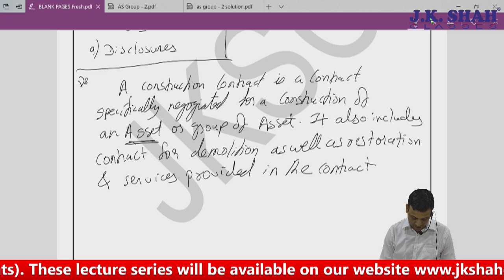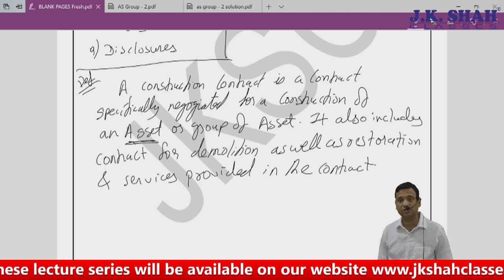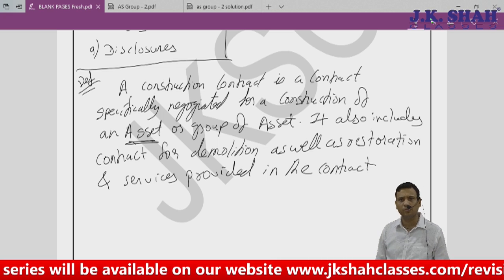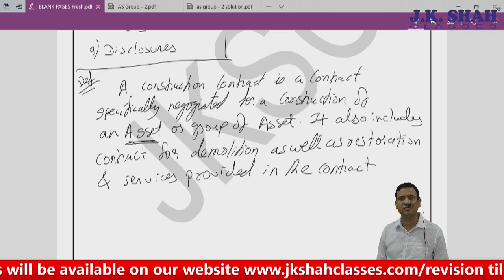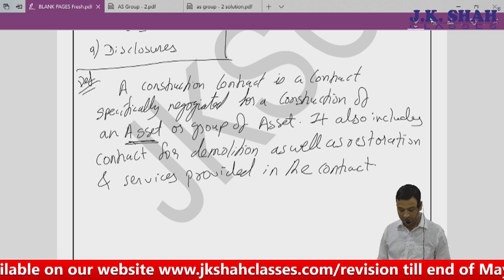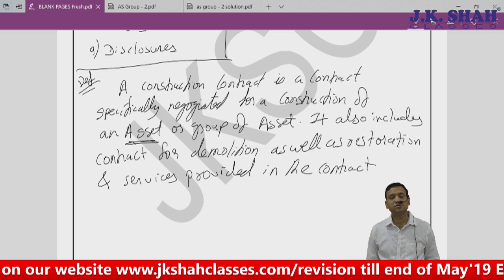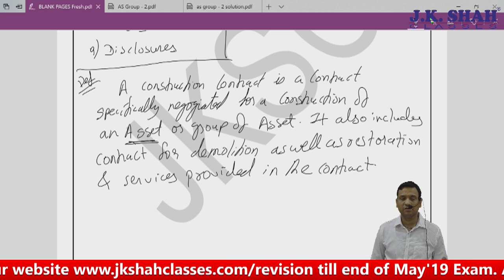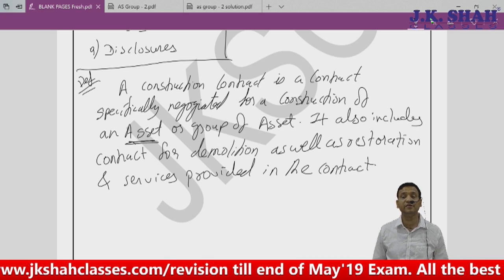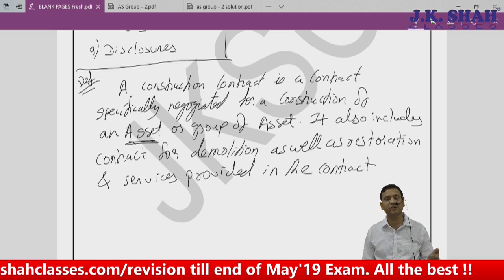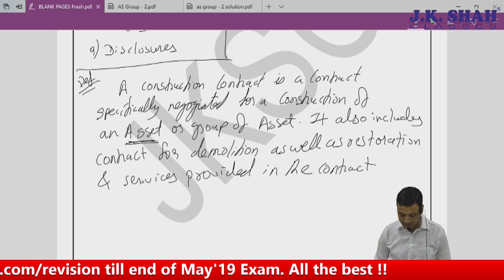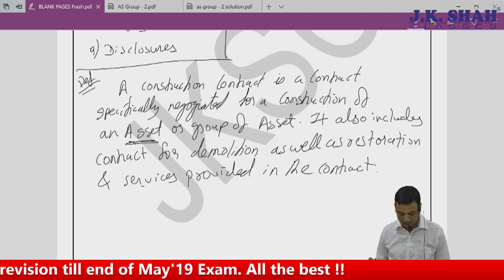So the definition of a construction contract is a contract specifically negotiated for construction of an asset or group of asset. Means it's nothing but a turnkey project. Everything is together. A group of asset, it also includes contract for demolition. Something is to be demolished and something new is to be created. So demolition and restoration. Restoration can be of an asset or of an environment, and also includes services provided in the contract.